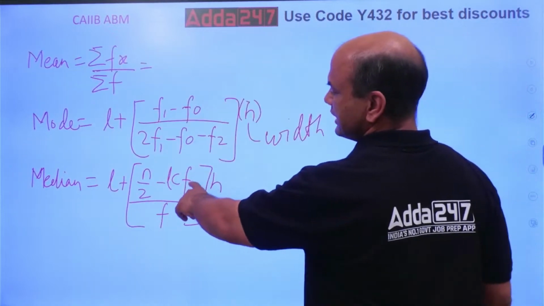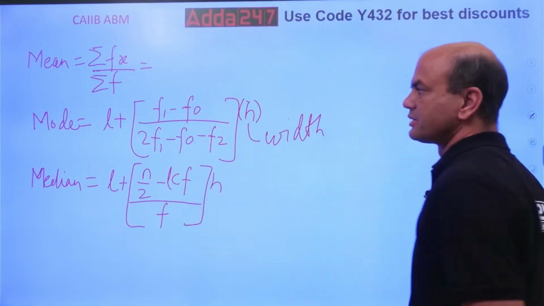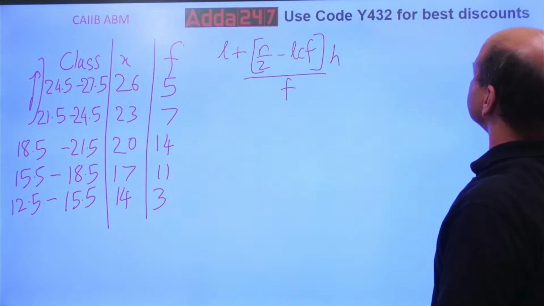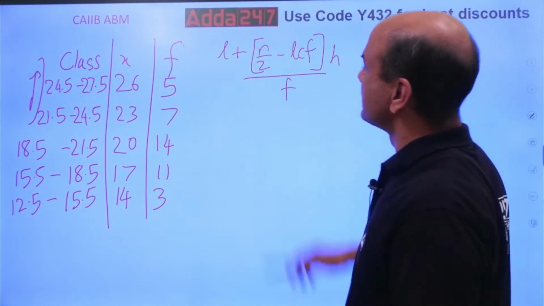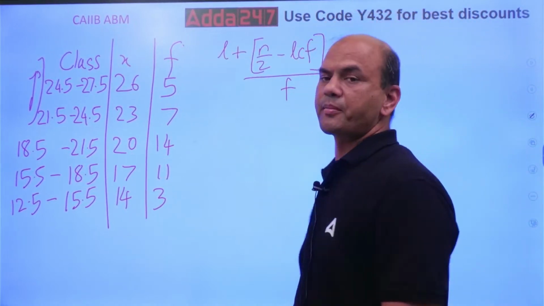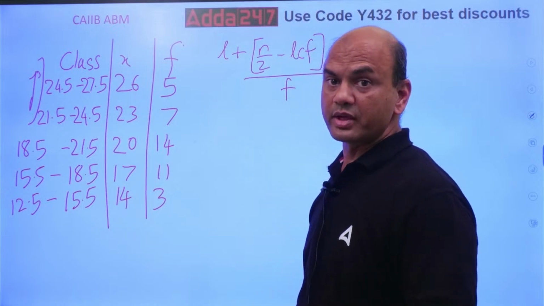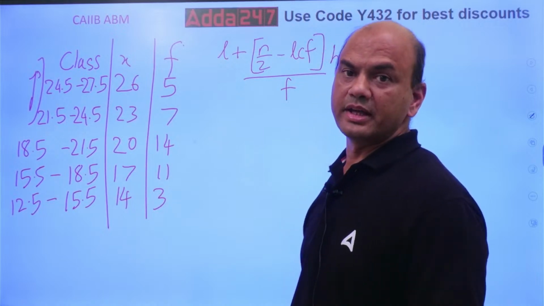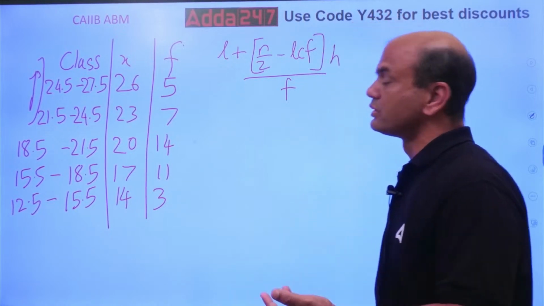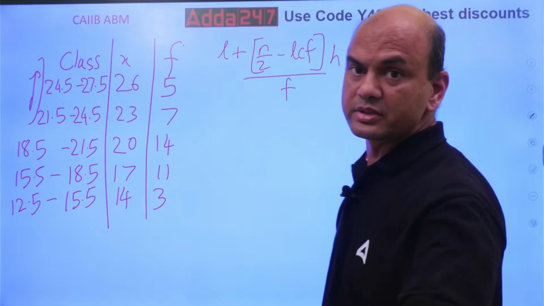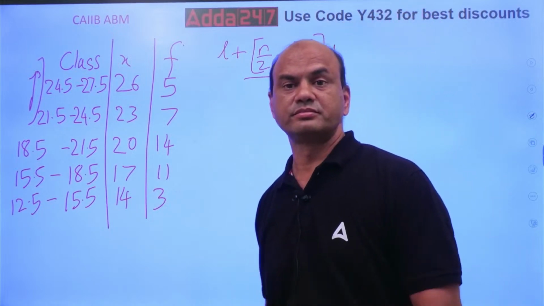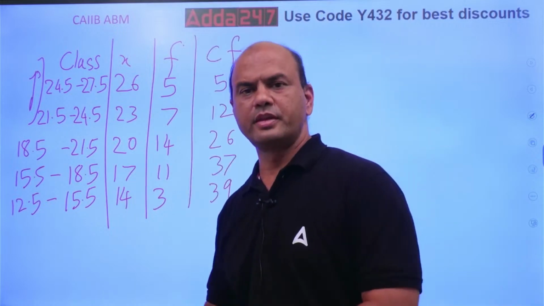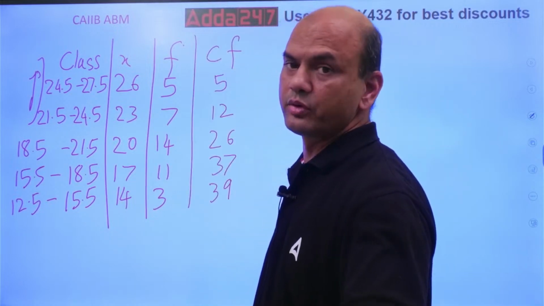N upon 2 minus LCF upon F into H. Okay, so use the same. Now, which one will you take? What do you require? Which one will you take over here? What is this L? L is a lower limit, but of what? Which lower limit will you take? Who can answer me? Think over it. Who can answer me? What is the F? L you will be taking.